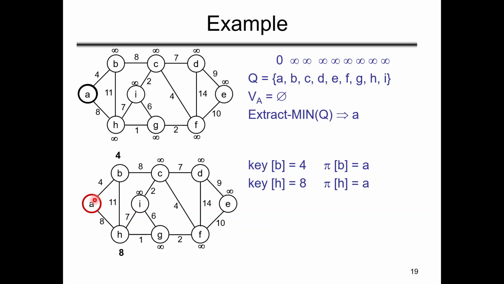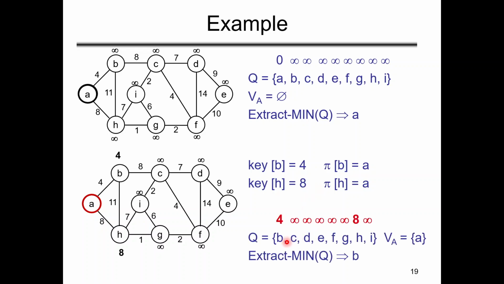So key of B, A to B, is 4, and pi of B is where it has been connected from, and then the weight of the edge. Likewise, H is connected to A and the weight is 8. So in place of B, I have given 4, and in place of H, I have given 8. The remaining vertices have an infinite value, and VA is A, since A has been visited. Now, what is the minimum in this queue, 4 or 8? The minimum value is 4, so the extracted minimum of Q is B.